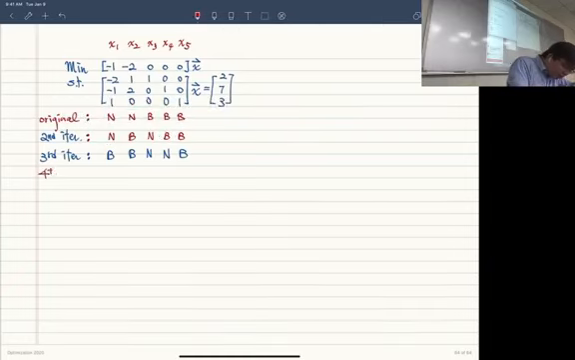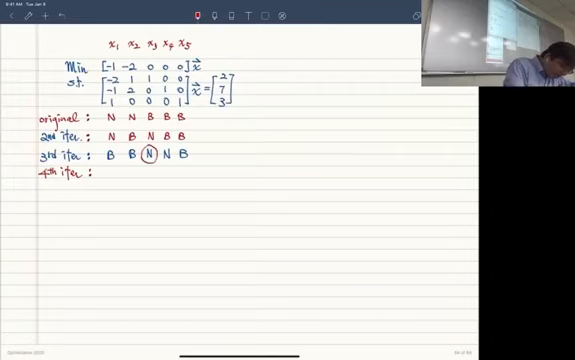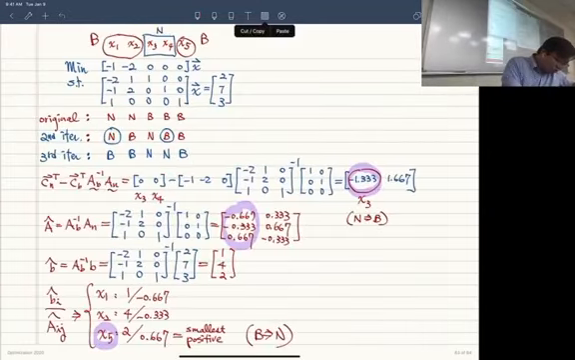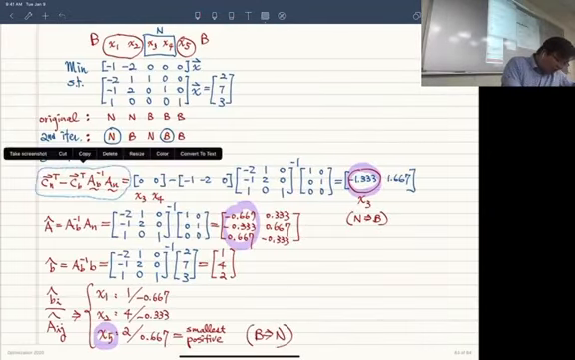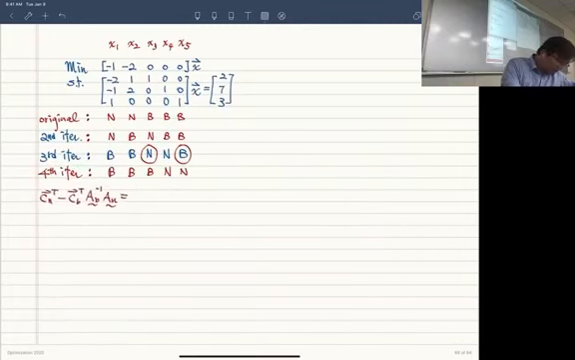So in the fourth iteration, we realize x3 and x5 need to swap, 3 and 5 swap, so B, B, B, and N. Let's figure out, if we do that, what would this value be? So N, these two are N. These three are B.